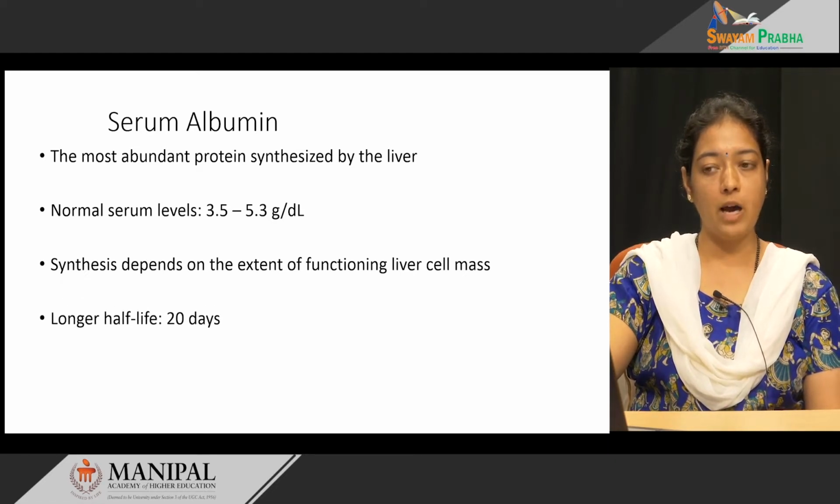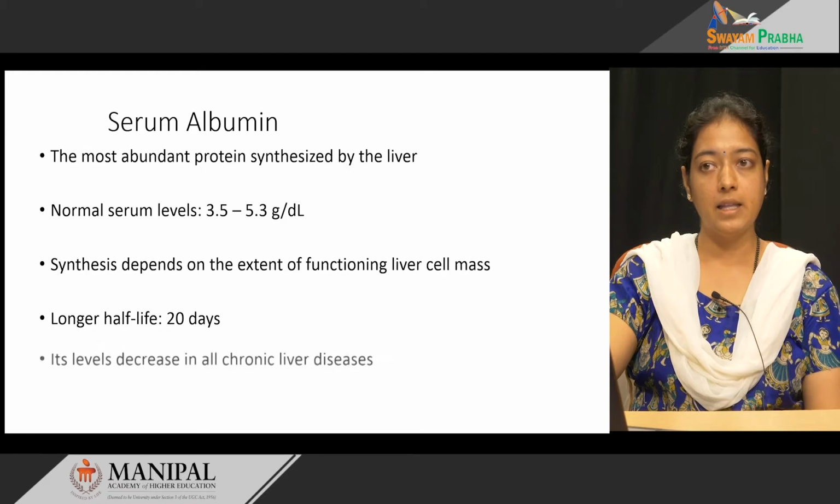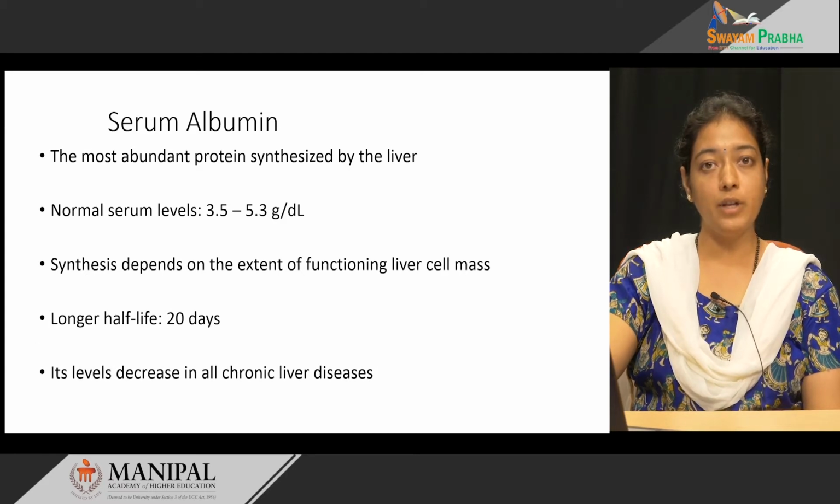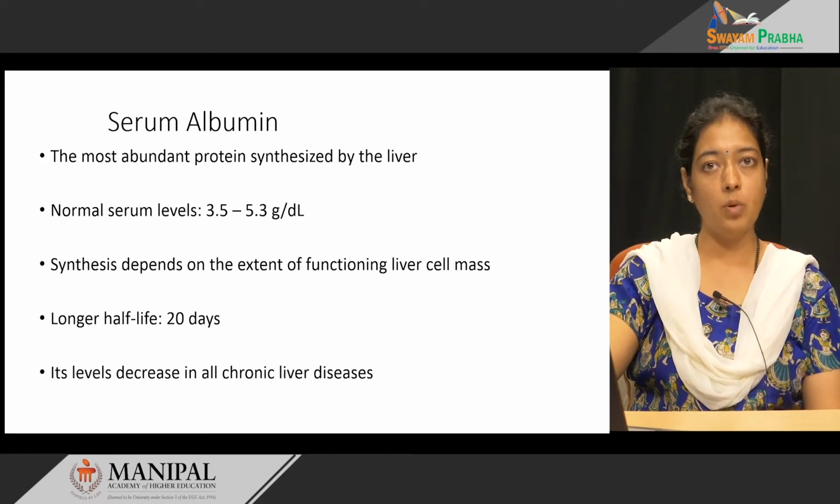The half-life of albumin is 20 days. That indicates that only if there is a chronic liver disease does the level of albumin decrease. So, albumin is a marker for chronic liver disease. If there is acute liver disease, there is no sudden fall of albumin because the half-life of albumin is 20 days.